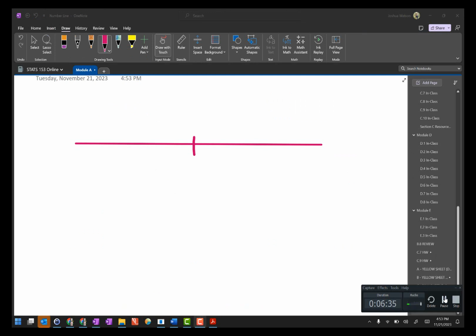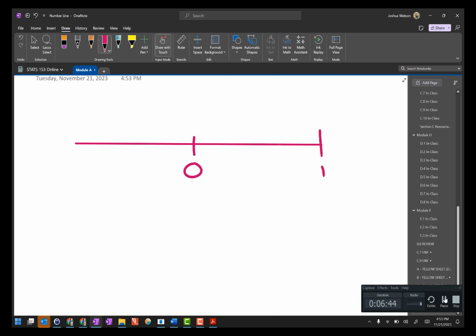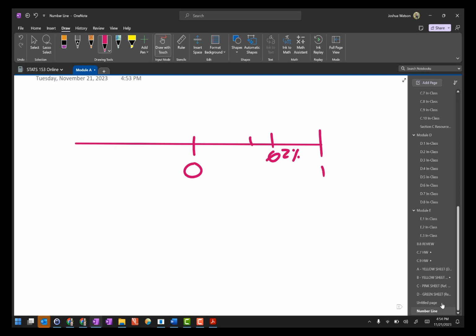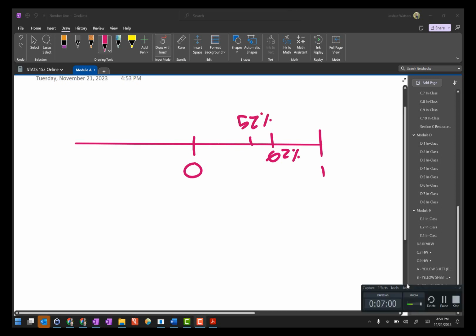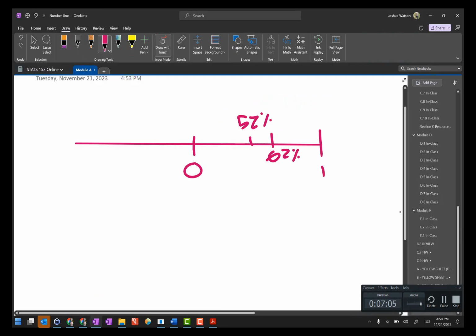Okay, and so here's a number line. Let's imagine that this is 0 and this is 1. And here's our 62%, and here's our 52%. Did I get those numbers right? Let's make sure. Yeah. All right, so we've drawn the numbers on the number line.